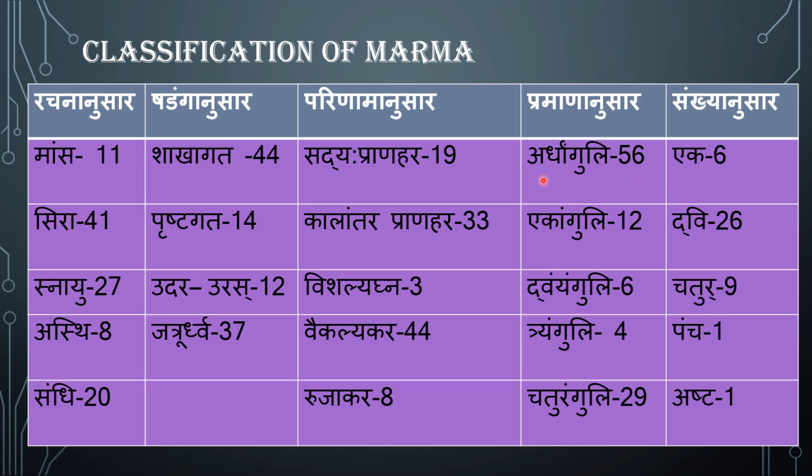Next, classification according to Pramana Anusara, that is according to the measurement. The length of the marma is Ardha Anguli, Ekanguli, Dvayanguli, Trayanguli and Chaturanguli. Ardha Anguli means half angula in length. Those are 56 in number. Ekanguli, 1 anguli in length, 12 in number. Dvayanguli, 2 angula, 6 in number. Trayanguli, 3 angula in length, 4 in number.